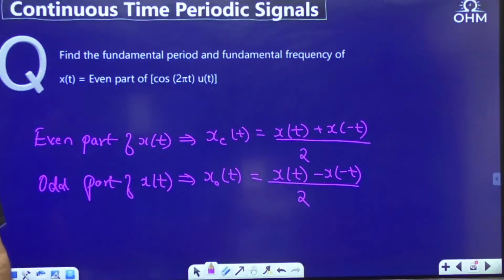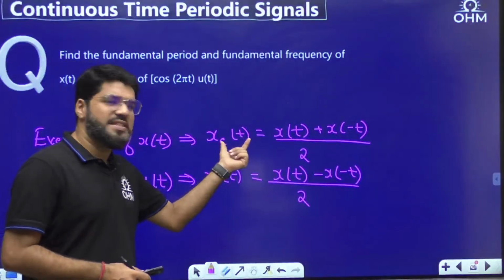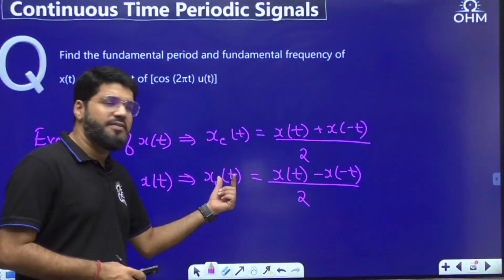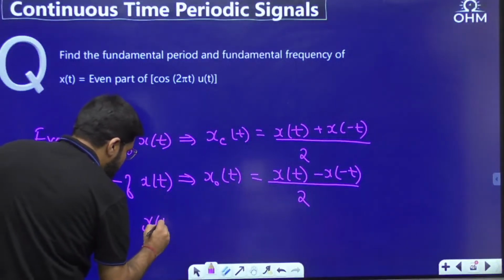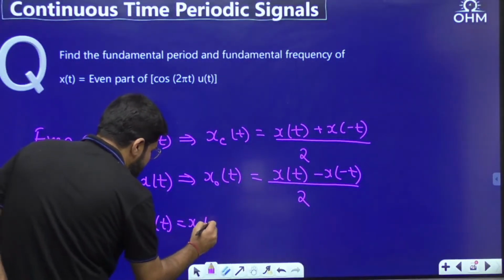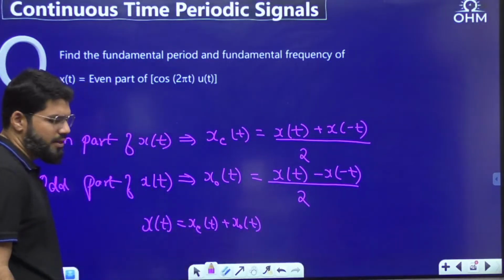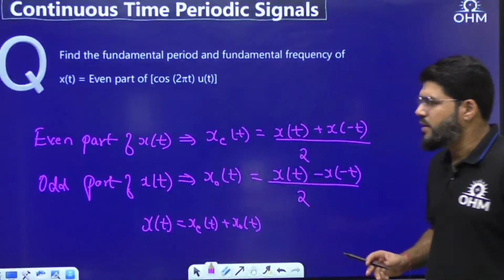Whenever you check this part, xe(t) will be even symmetric: xe(minus t) will always equal xe(t). The part xo(t) will always be odd symmetric: xo(minus t) will equal minus xo(t). When you add both these parts, you get the signal x(t), so x(t) can be written as xe(t) plus xo(t). Any signal can be decomposed into two parts, one even symmetric and one odd symmetric.